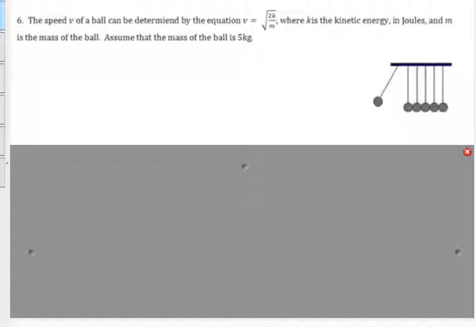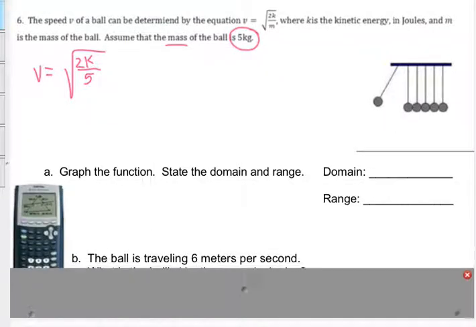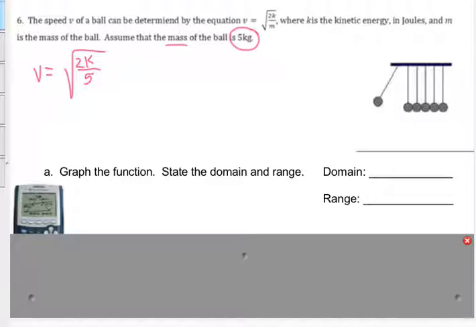So we're going to look at one last problem. The speed v of a ball can be determined by the equation v equals the square root of 2k over m, where k is the kinetic energy in joules and m is the mass of the ball. Assume that the mass of the ball is 5 kilograms. So I'm just going to think about that. Well, my mass is 5 kilograms, so I'm going to plug that in for m. So there is my speed or velocity.